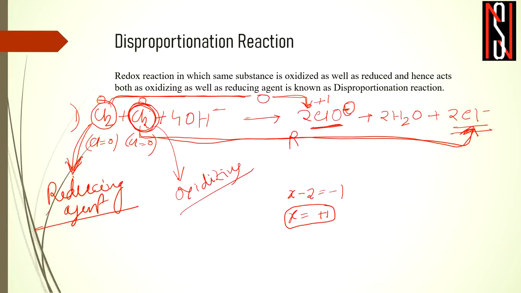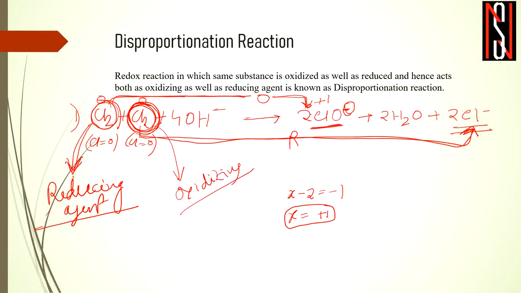oxidize other substances. This Cl2 is actually being reduced itself to Cl minus, whereas it is oxidizing the other chlorine to Cl plus. So therefore it has the oxidizing property, or it can oxidize other substances. So the first Cl2 is acting as a reducing agent, while the other Cl2 is acting as an oxidizing agent.